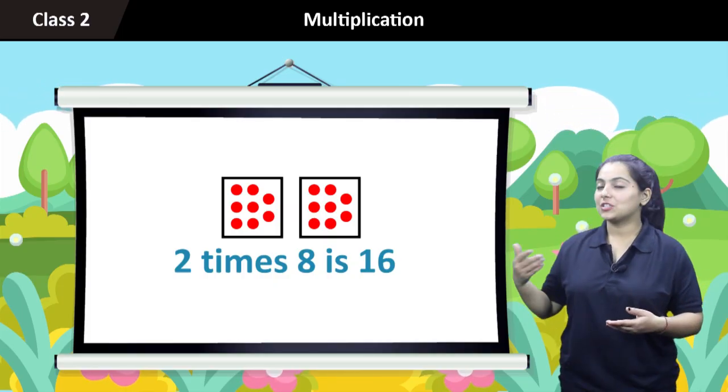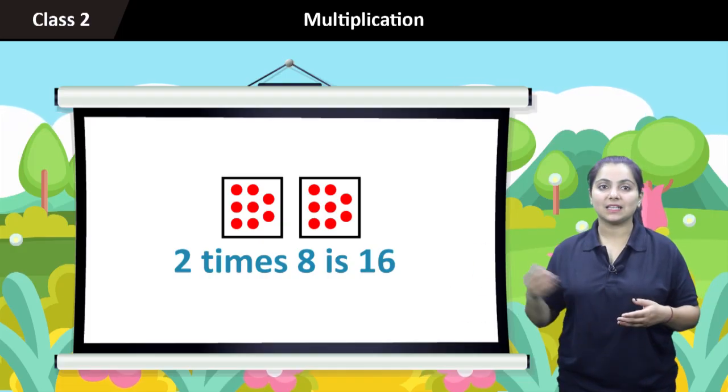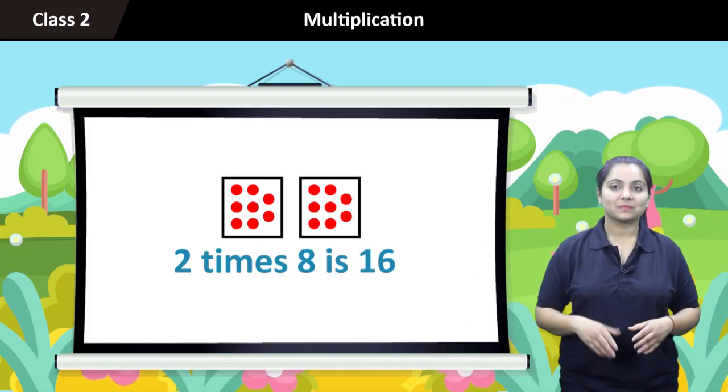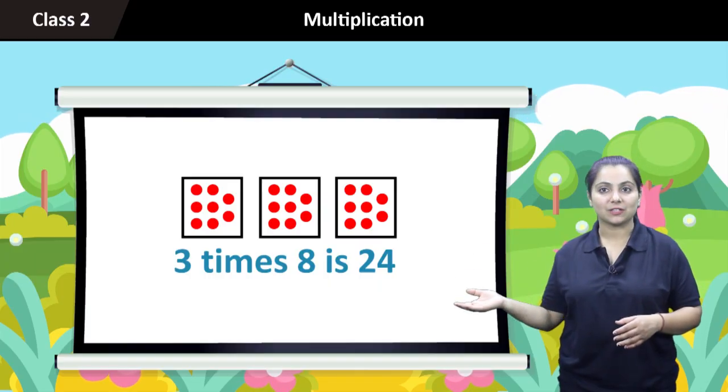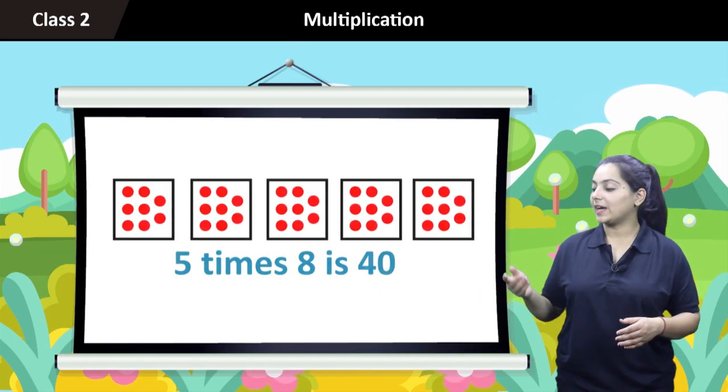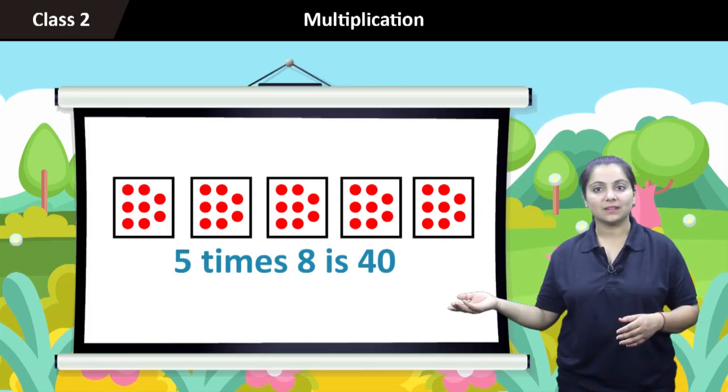That means 2 times 8 is 16. And so on. Let's recite the table. 3 times 8 is 24. 4 times 8 is 32.